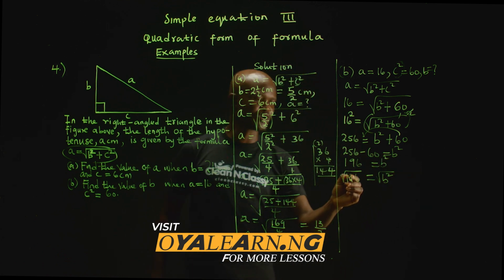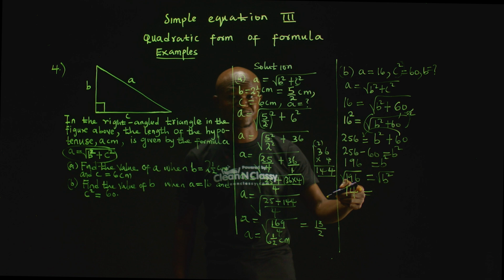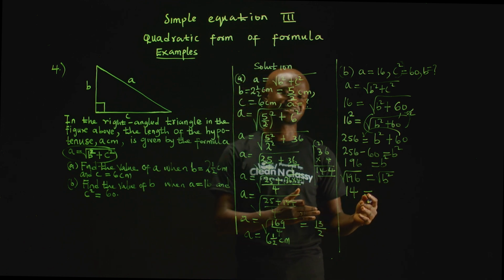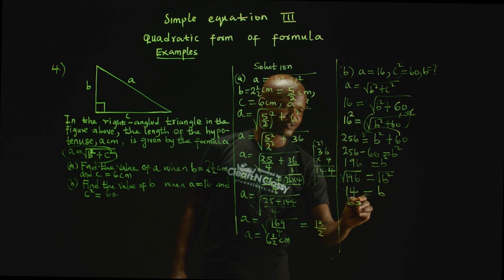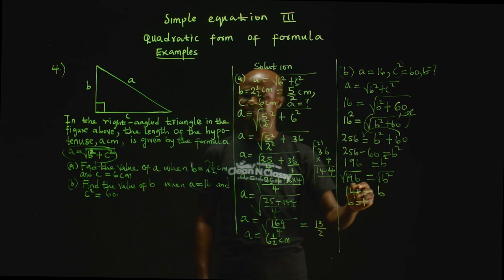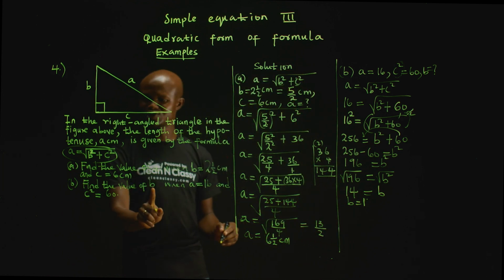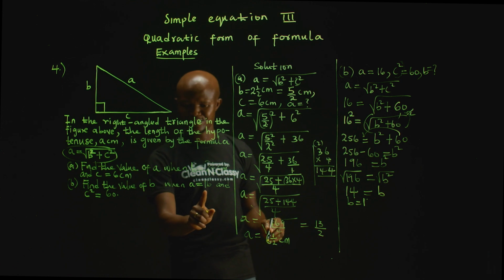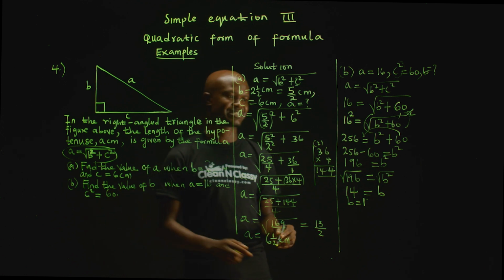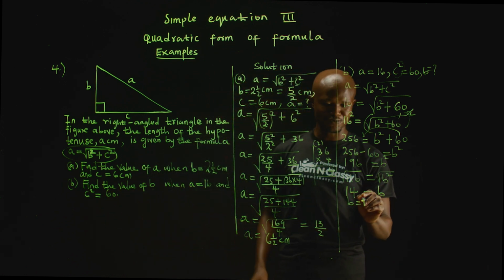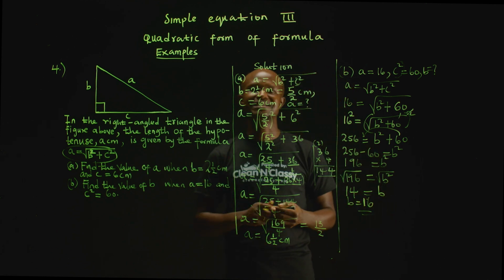Take note. Now, the square root of 196 will give us 14, because 196 is a perfect square. 14 times 14 will give you 196. So the square root of b squared is b. So b equals 14. And what is the dimension? Centimeter. So b equals 14 centimeter. From this part of the question, we're asked to find b, and we have a equals 16, c squared equals 60. We are not given a dimension here, so the value of b will just be 14, no dimension. Thank you. That is the solution to the problem.